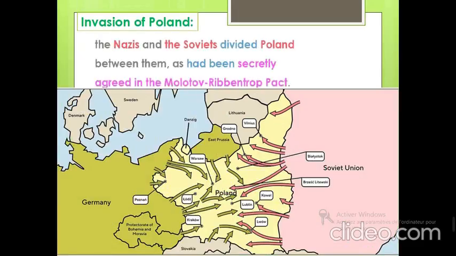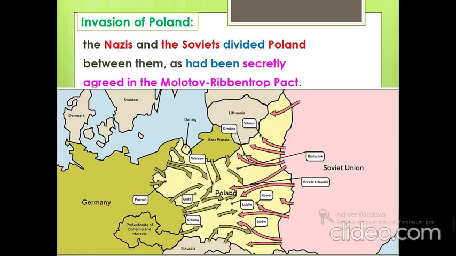Invasion of Poland. The Nazis and the Soviets divided Poland between them, as had been secretly agreed in the Molotov-Ribbentrop Pact.